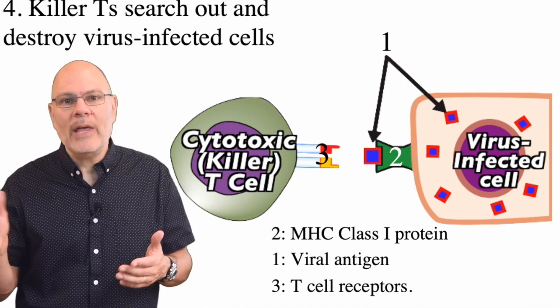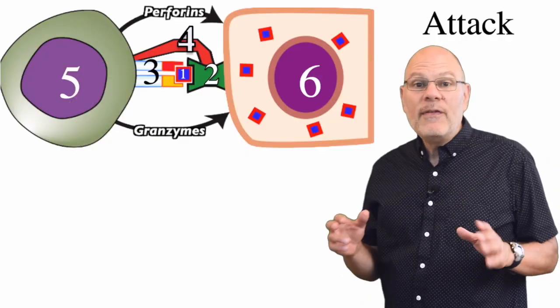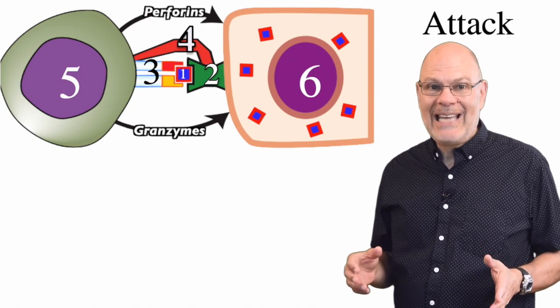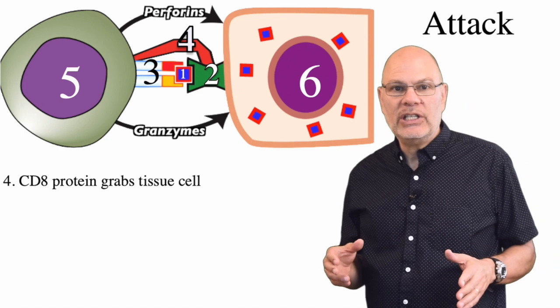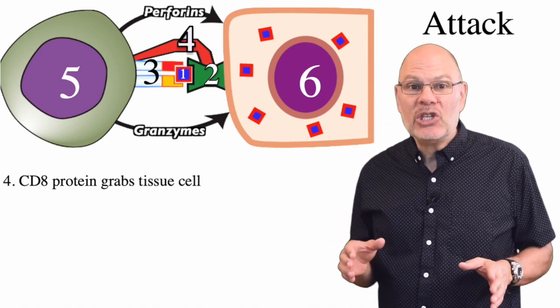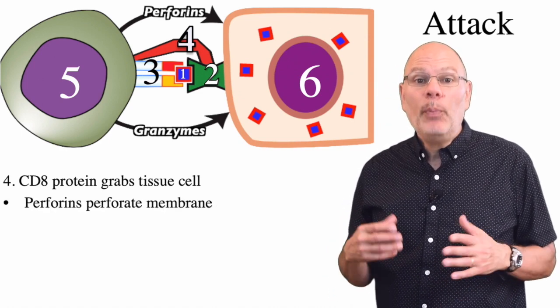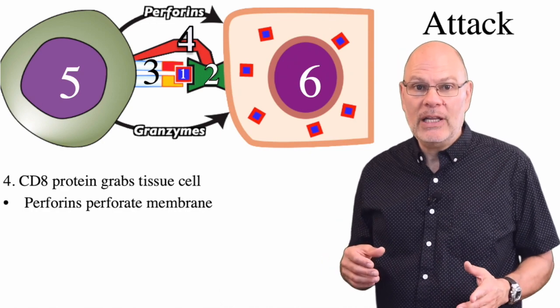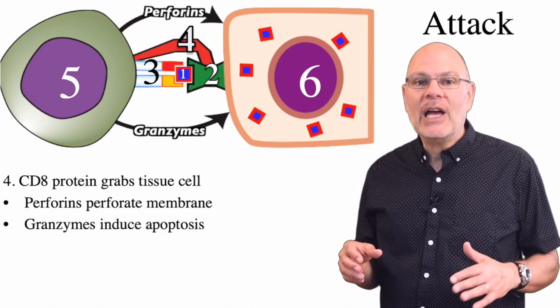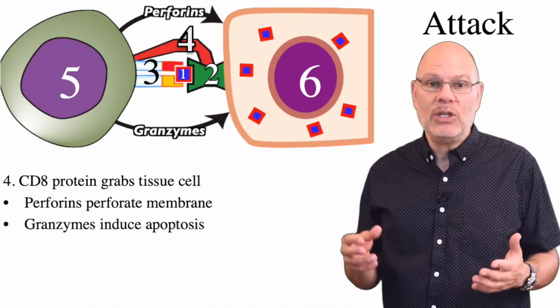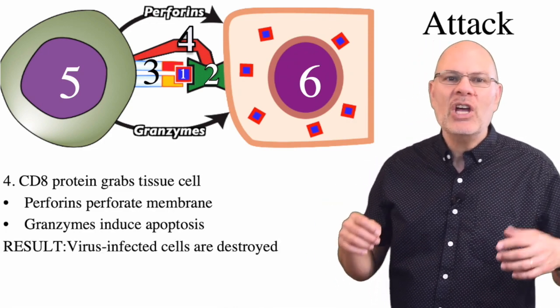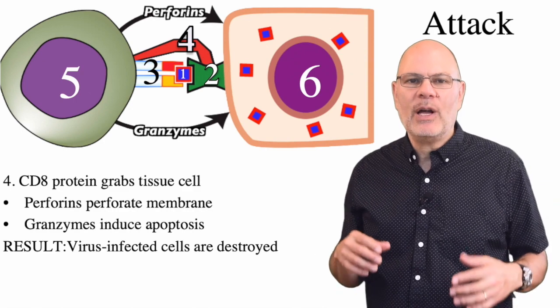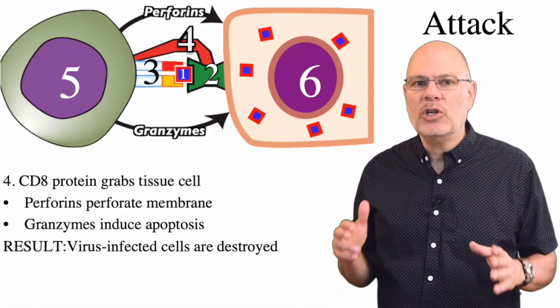If the answer is no, they move on to the next cell. But when they find a cell with the right antigen, they attack. First, they use a protein called CD8 to grab onto the tissue cell. Then they unleash their chemical weapons. Perforins perforate the membrane of the infected cell. Granzymes induce tissue cell apoptosis, program cell suicide. As a result, these zombie cells that have become virus factories are destroyed.